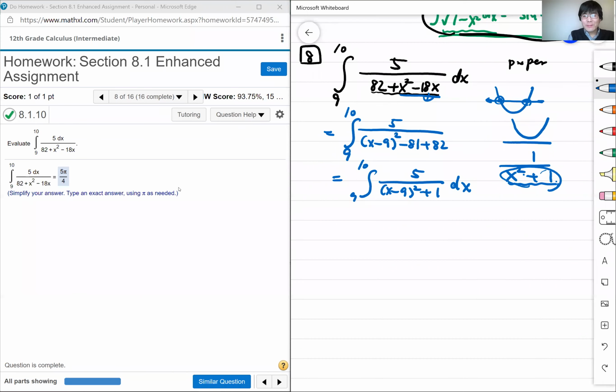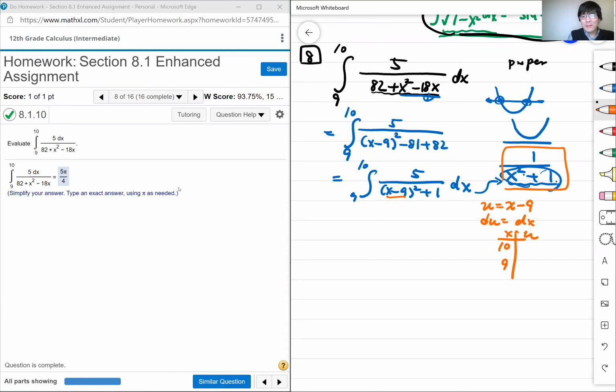Do you see this? This looks identical to this. The only difference is it's a linear change in here. So basically, this expression is the same thing as this one. Let's use the substitution to make it clear. So let's say u is equal to x minus 9. Then du will be dx.